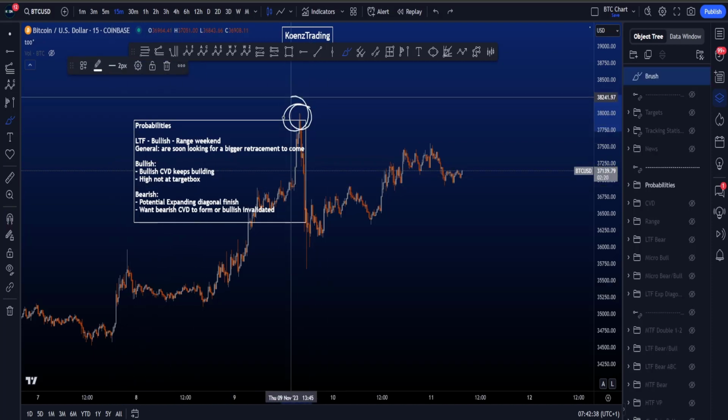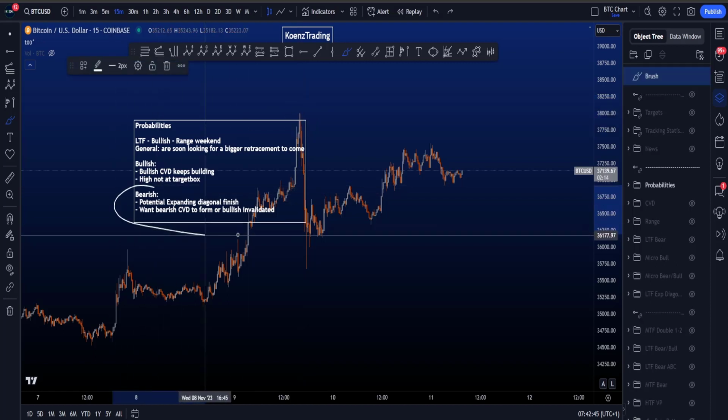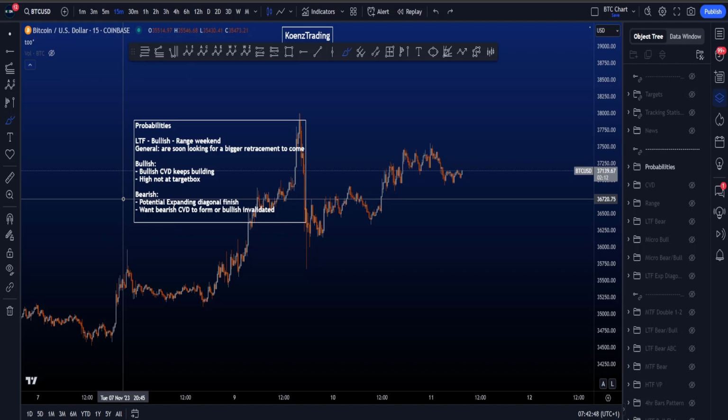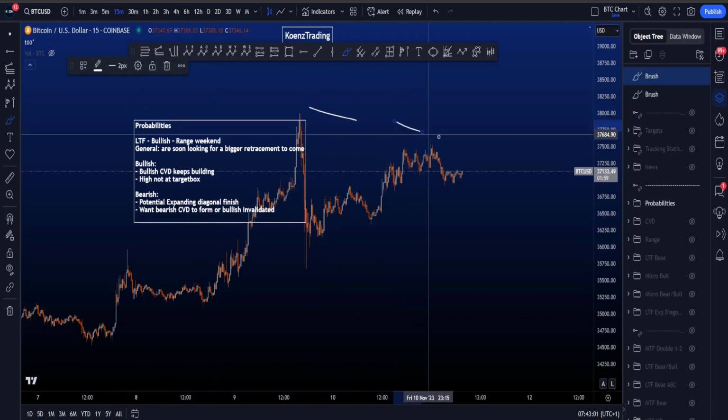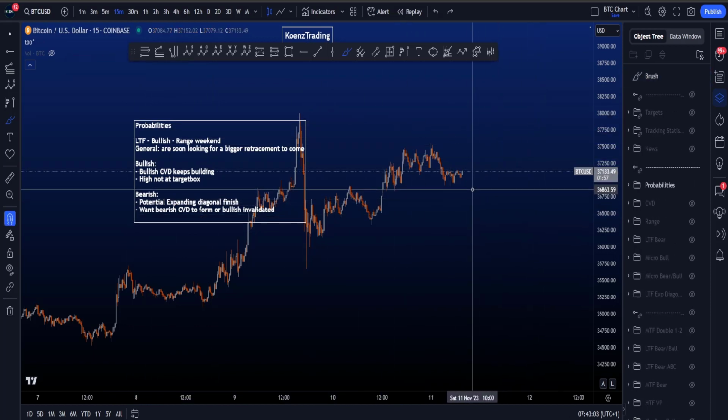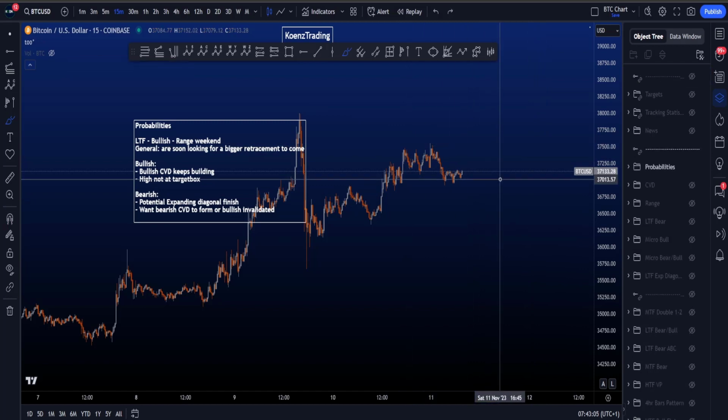Also, this high over here was not made at a target box, and I do like pivot points to be made at target boxes. For the bearish scenario, we could think about, well, an expanding diagonal is a rare ending structure. It's not common at all, so something to consider. But especially important for bearish scenarios, I want to start to see a buildup of bearish CVD divergences as price is moving to the downside. And as long as we don't really see that, it really impacts the probabilities of the Elliott Wave scenarios.